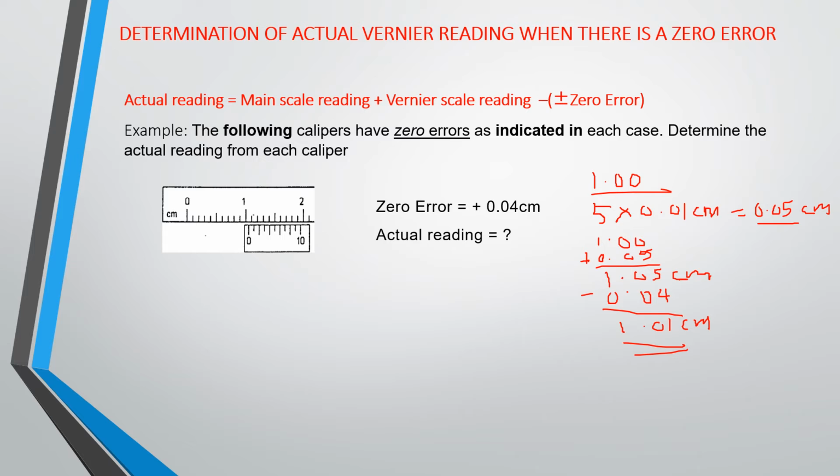Okay, so that gives you the real reading or the actual reading of this Vernier scale. The main scale reading 1.00, your Vernier reading 0.05, that is 5 times 0.01, which is the accuracy of this machine. Then add up, you have 1.05. Then now you subtract, because your zero error is positive, you subtract it from this main reading to give you 1.01 centimeter. So this is the reading for this particular Vernier scale.